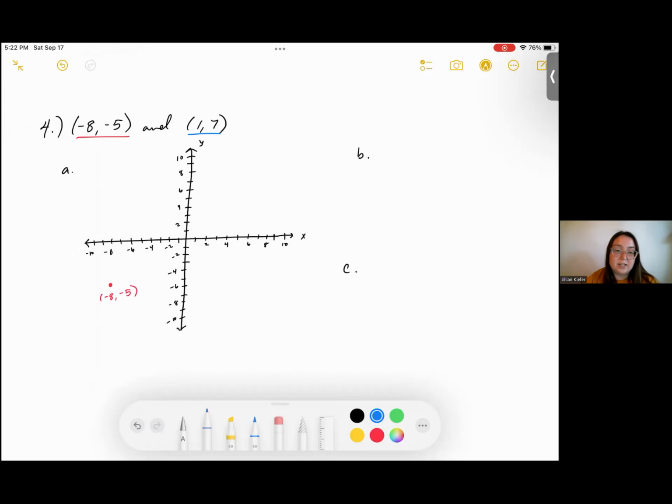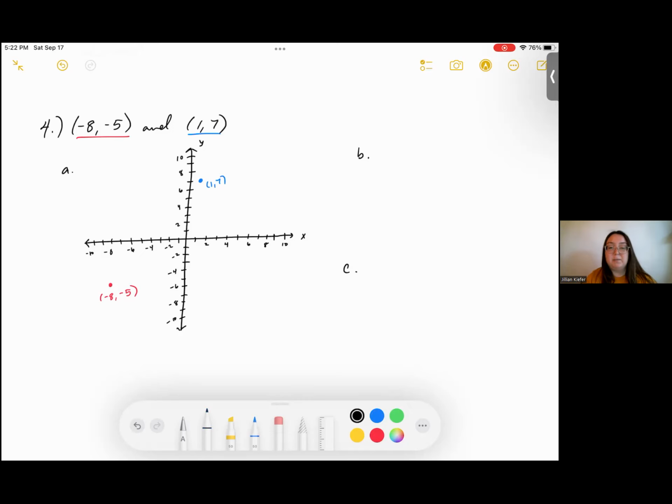Then we want to plot 1, 7 as well. So on our graph, we'll go to x equals 1, and then we'll go up to +7, which should be about right here. So this is the point 1, 7. And that's all we need to do for part A. Part A just wants us to plot those 2 points. You wouldn't necessarily need to label them with their -8, -5s, or 1, 7s. You just need to plot the 2 points.